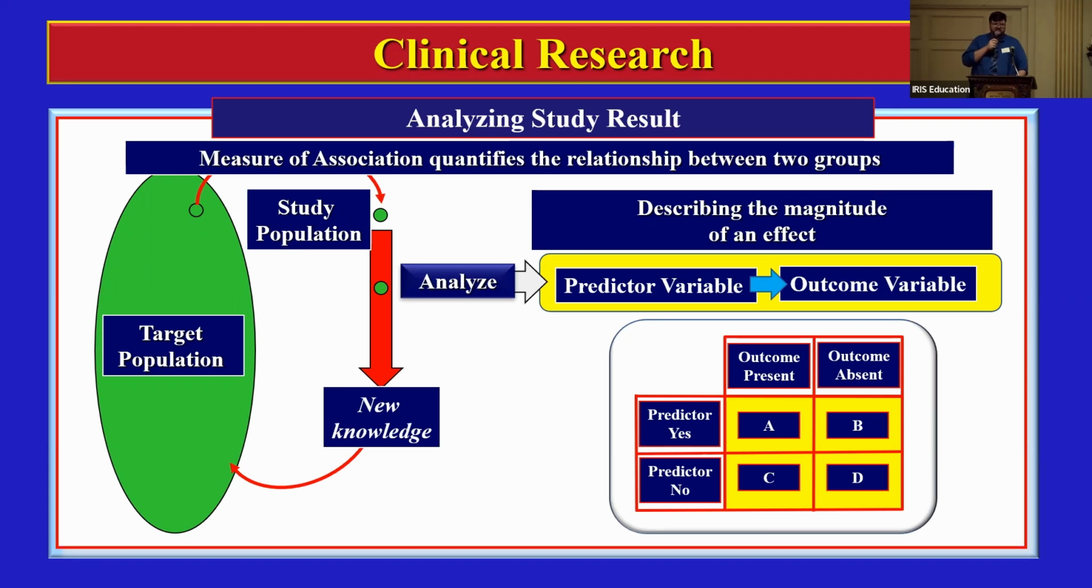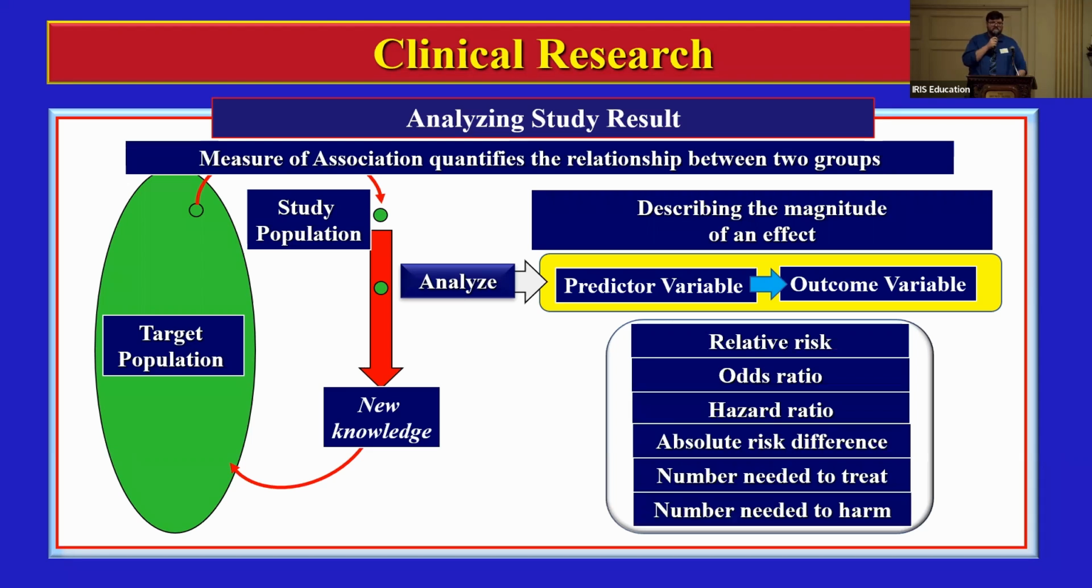So you can think of the 2x2 table that we've brought up several times today, and many of these measures of association are commonly found in epidemiology, but they're very common in clinical research as well. And so today we're going to go over relative risk, odds ratios, hazard ratios, the absolute risk difference, the number needed to treat, and the number needed to harm.